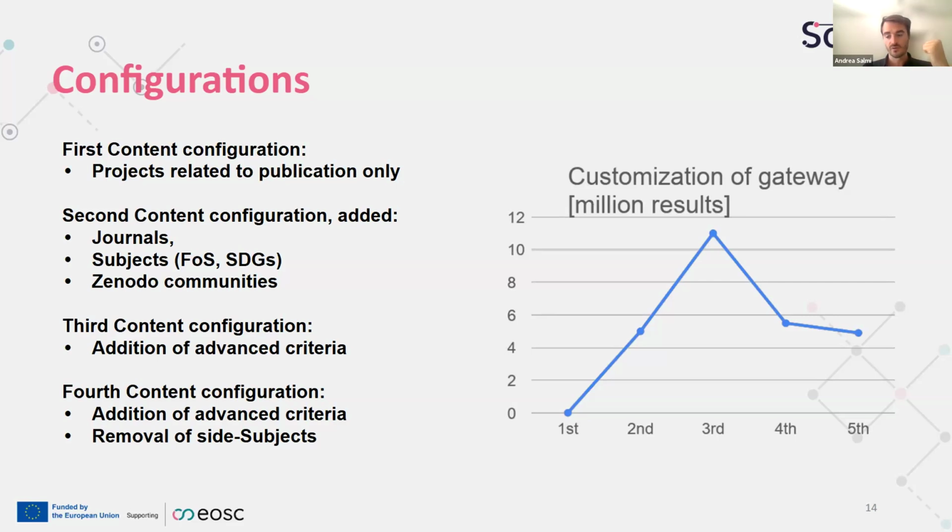And at this time, we were making a mistake because we added advanced criteria without removing the subject that we shaped in the advanced criteria. So at this time, at the third iteration, the number of results increased. At the fourth iteration, we were able to remove also these side subjects that were included in the criteria and provide more context in the advanced criteria.